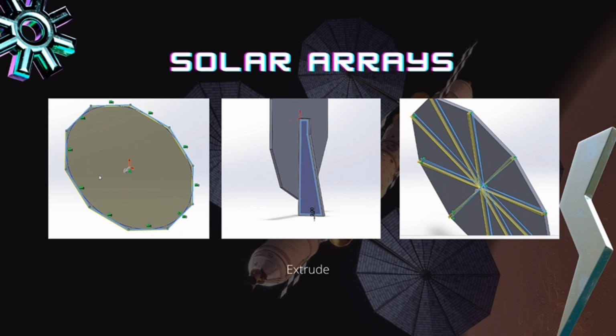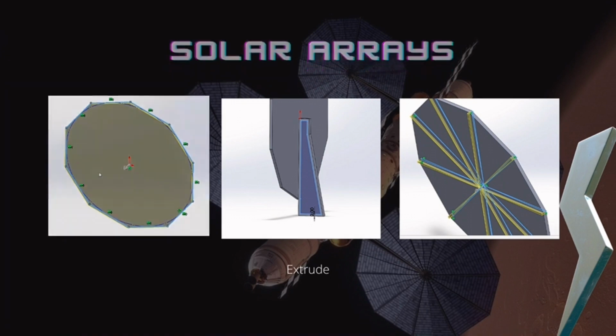Then offset the shape inside and extrude the outer one. We add more details on the solar plate by changing the plane back to the front. Then draw a rectangle from the center of the decagon to each corner. After that, we extrude it.